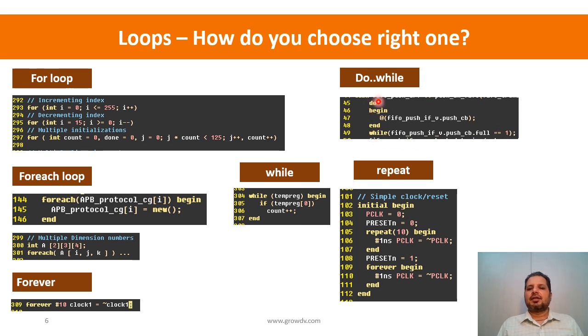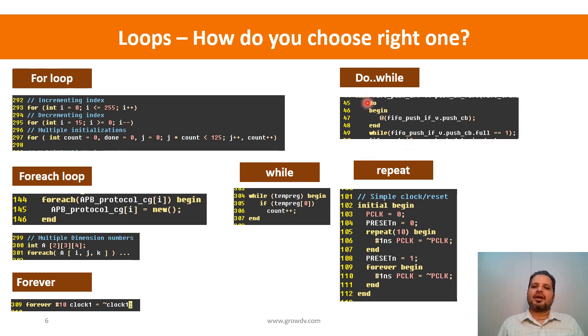The difference between while and do while is that the do while will execute the statements present within this begin and end at least once, right? Whereas in case of while, if this particular condition is false, then it won't execute the content of the loop even once. But do while will execute at least once, and then it will check the condition, and if the condition is true, it will continue executing the do while loop, and if the condition is false, it will come out of the do while loop.